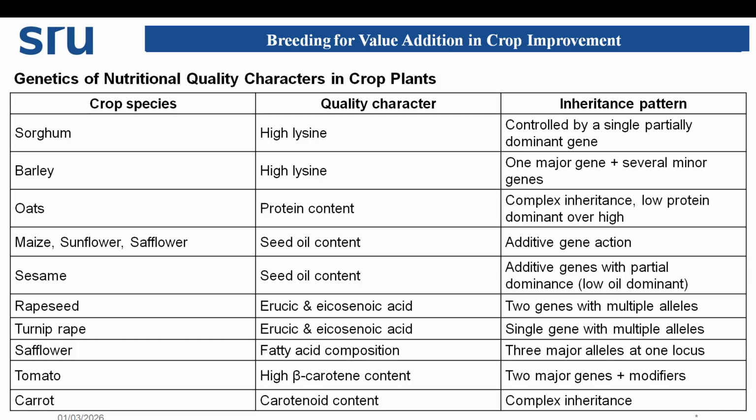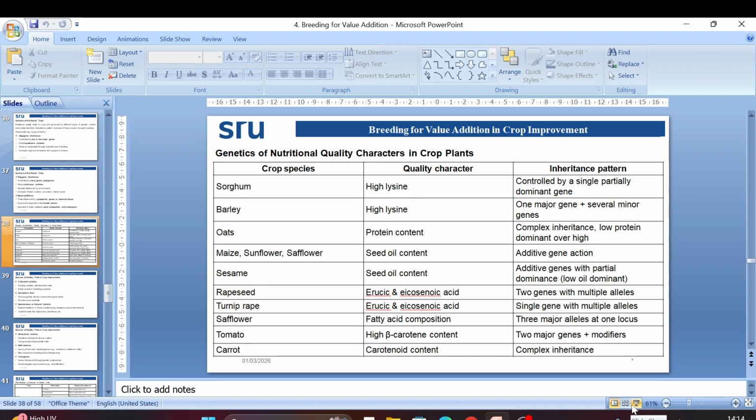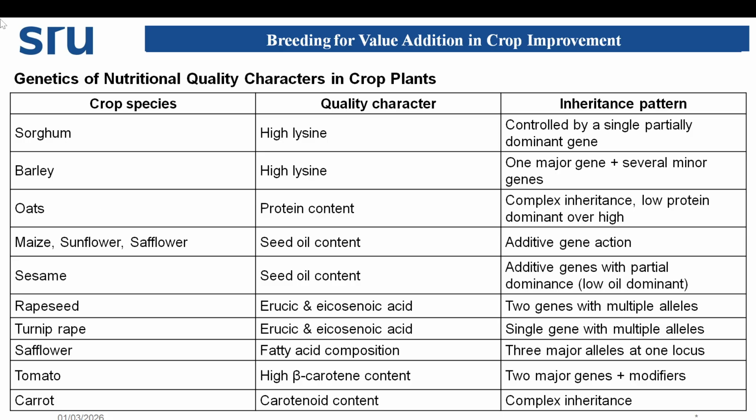So here I have collected the information like crop species, quality character and inheritance pattern. Like in sorghum, the high lysine character is governed by a single partial dominant gene. In barley, high lysine content is governed by one major gene plus several minor genes. In oats, protein content has complex inheritance. Low protein is dominant over high.